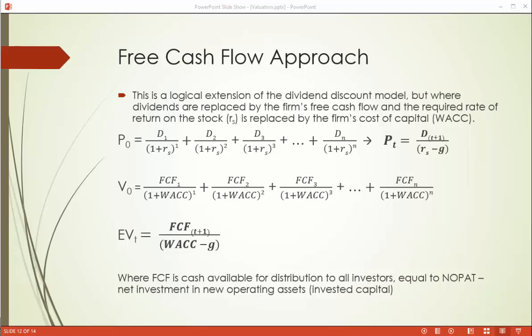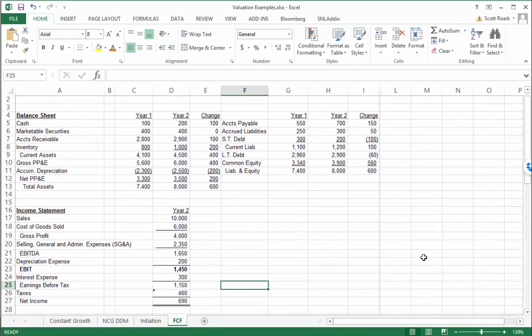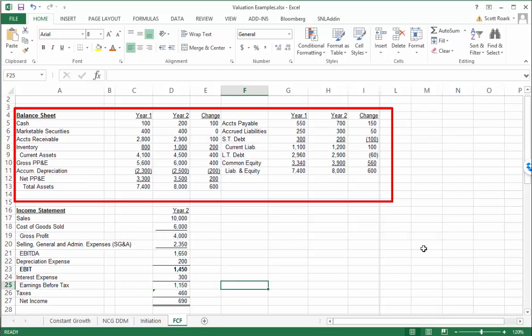So we're going to look at an example of valuation using free cash flow. And we're going to start with, let me make this a little bit bigger, a simple balance sheet up here at the top. I've got on the left-hand side the assets, the current assets up at the top, the fixed assets towards the bottom. We've got total assets of $7,400 in year 1, $8,000 in year 2, so the firm's assets are growing. They're making investments in the firm. And then on the right-hand side, we've got the liabilities. The current liabilities up at the top, the long-term liabilities at the bottom, along with the equity.